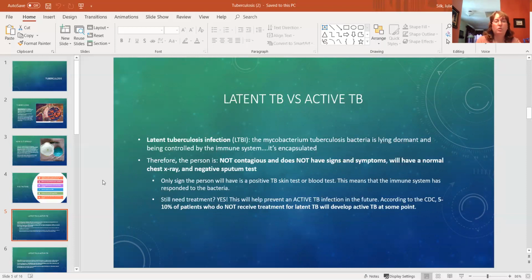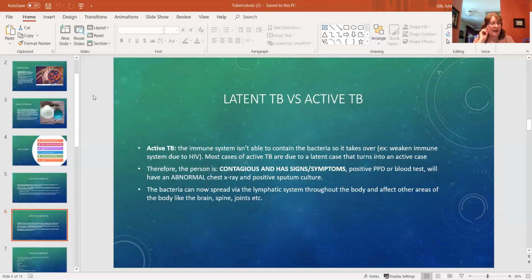So anyone that you would inadvertently find that they had latent TB, you would still treat because you don't want it to get to the point where it becomes active. According to the CDC, about 5 to 10% of patients who do not receive treatment for latent TB will develop active TB at some point.